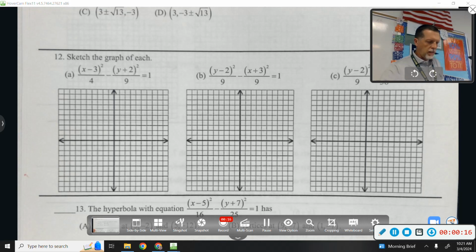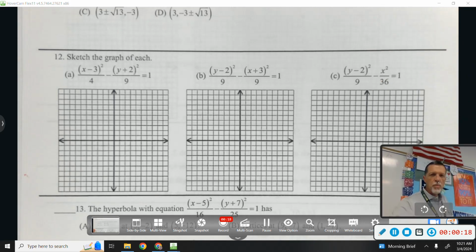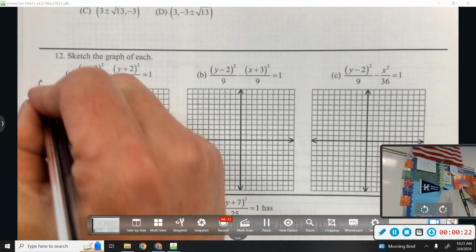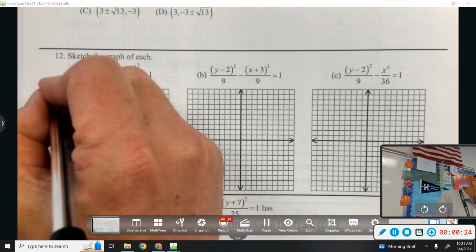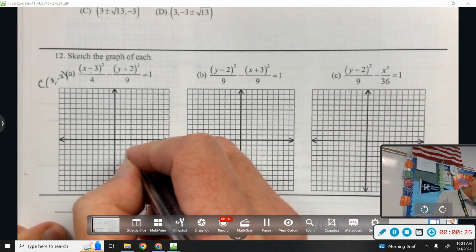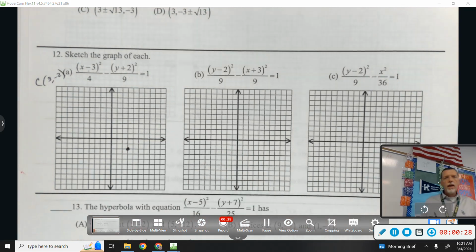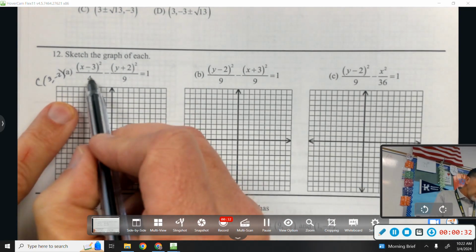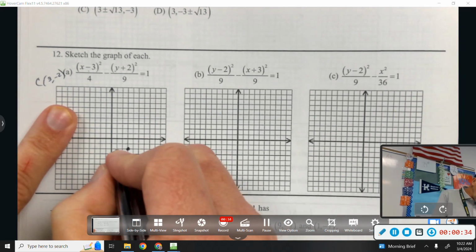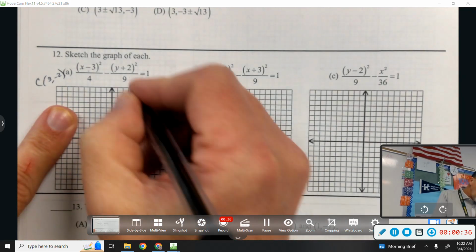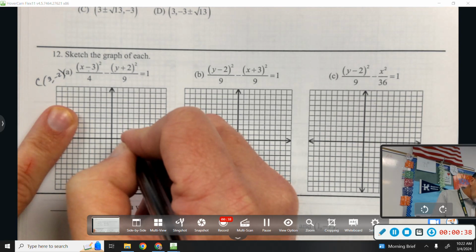So let's see. That looks like a hyperbola. So the center is at 3, -2. And then we do the box and asymptotes. Under x is 2 squared, so we'll go left and right 2. Up and down 3.